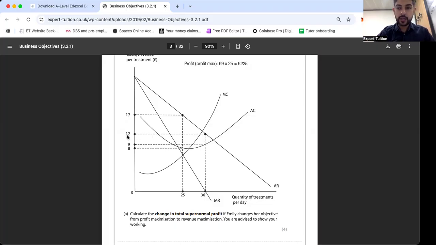How much is it costing her to produce 36 units? Well, I go from 36 till I hit the AC curve. It's costing her £9 to produce. So what is her profit per unit now? Her profit per unit is 12 minus 9, obviously £3.